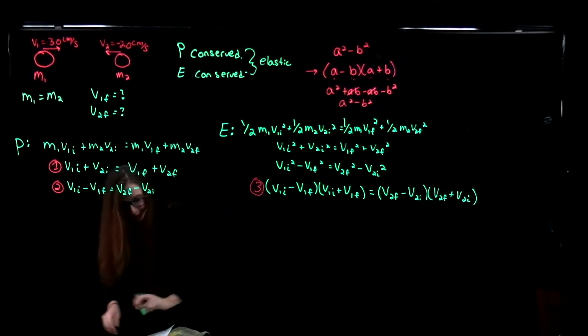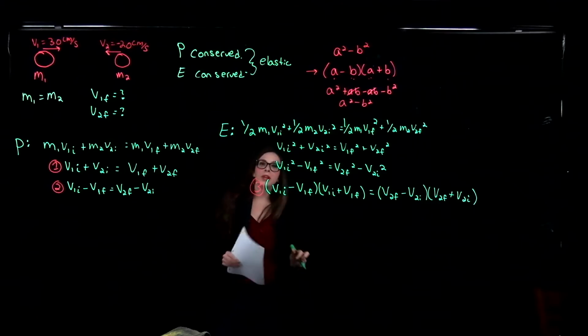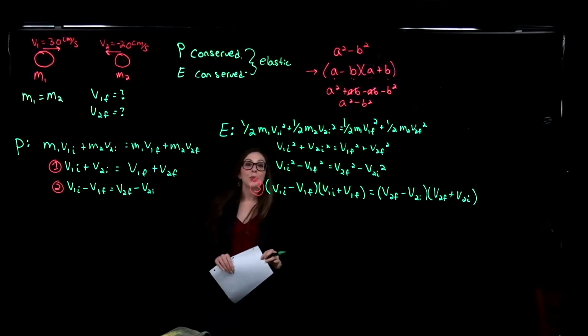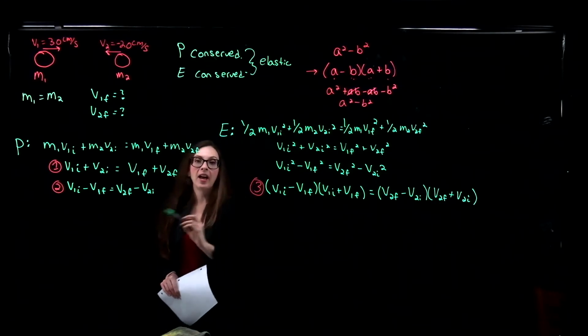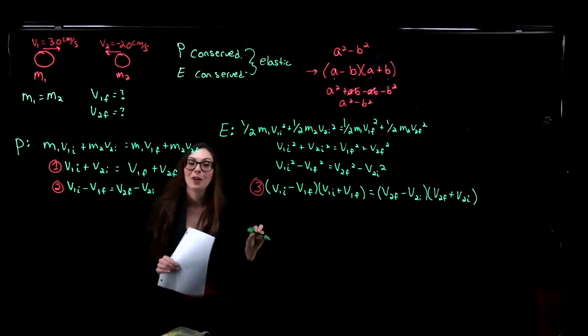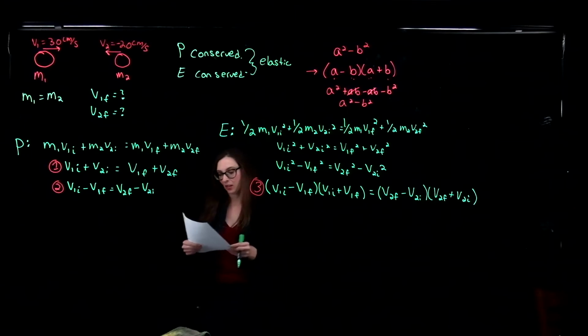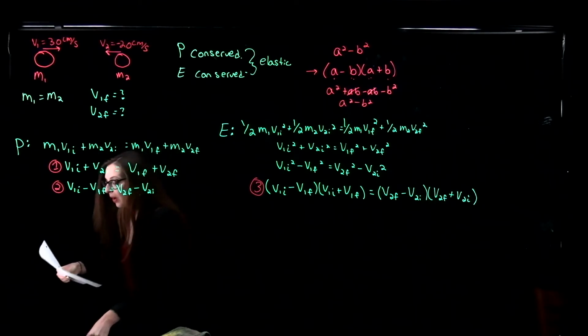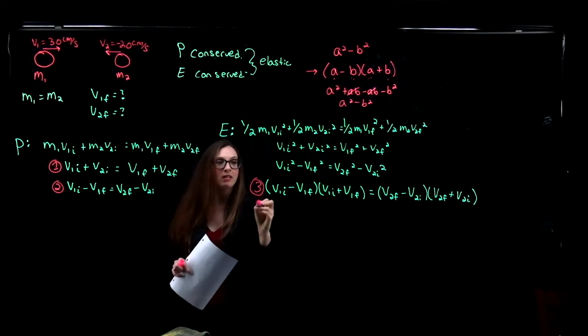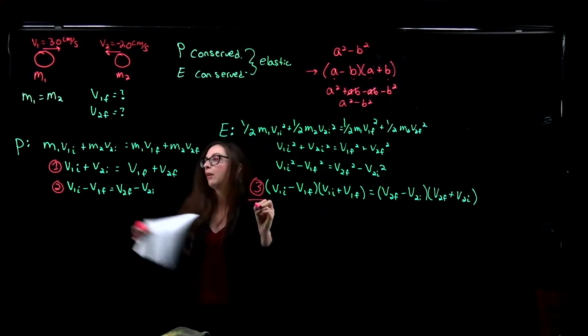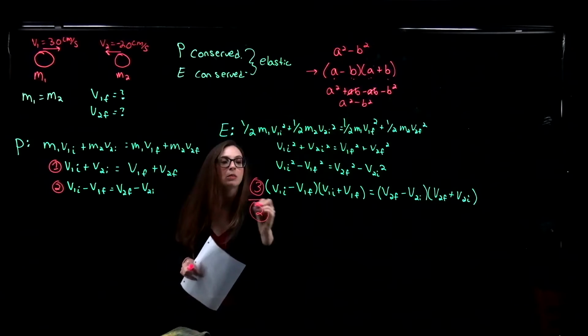So now what we can do is divide equation 3 by equation 2 in order to simplify things a little bit, okay? And so what I'm going to do is take equation 3 and we're going to divide it by what I have here as equation 2, okay?